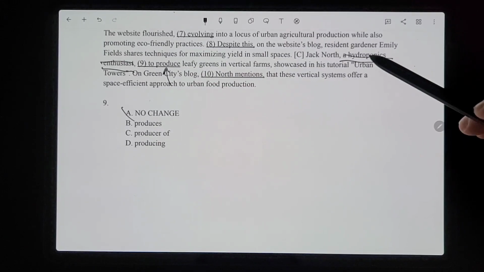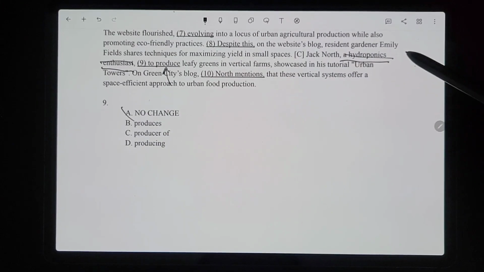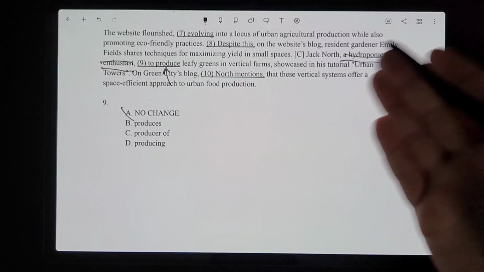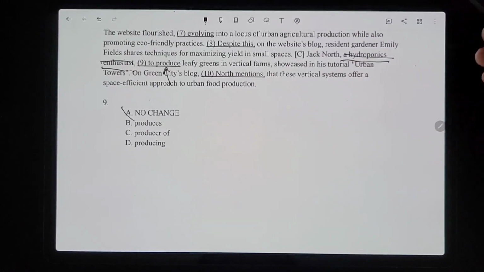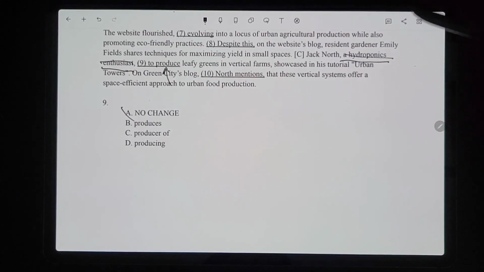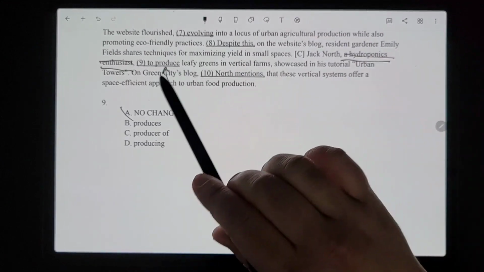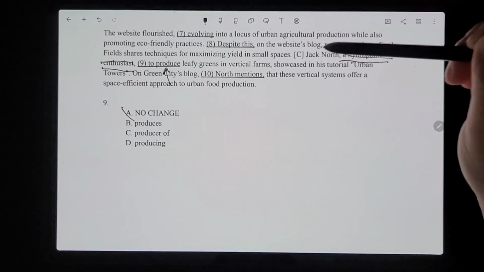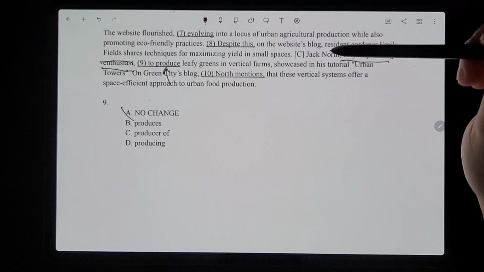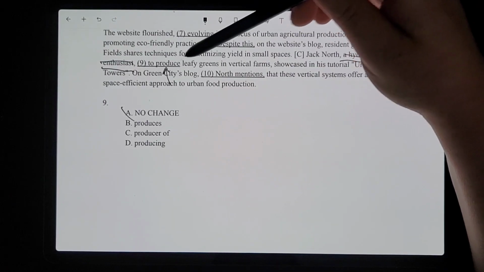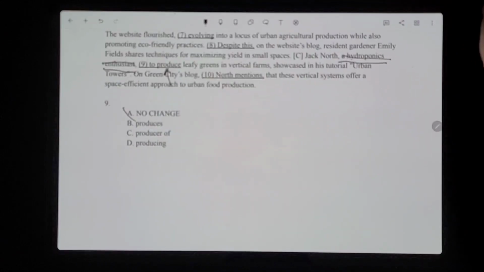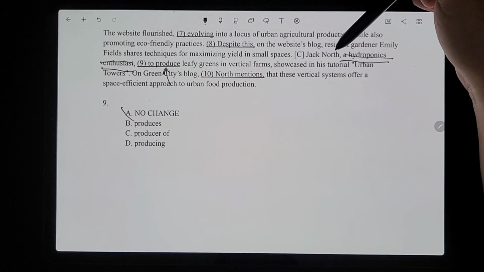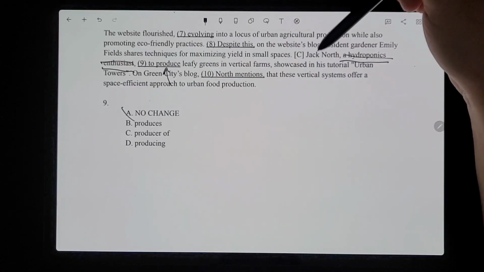So we don't necessarily need to know he's a hydroponics enthusiast. It's just that extra information that they're giving us in between commas, or it could have also been em dashes instead of commas or parentheses. So right after that non-essential information, we should have a verb following that matches the subject, Jack North. So it should be Jack North and then the verb, which you wouldn't say Jack North to produce, even though produce is a verb. That's just not going to match the subject that we have right here, Jack North.